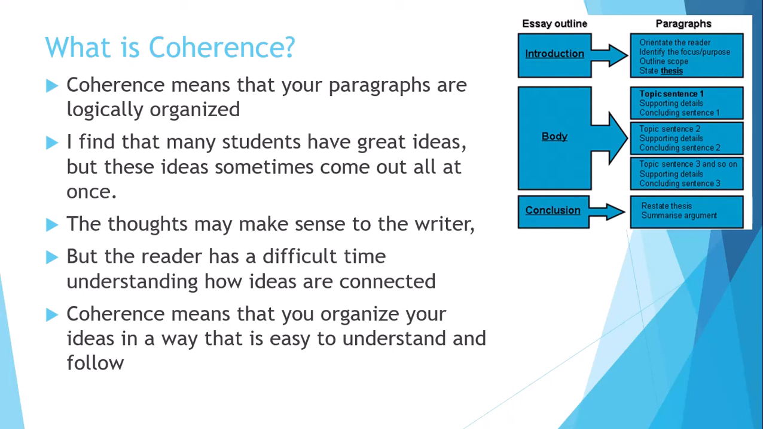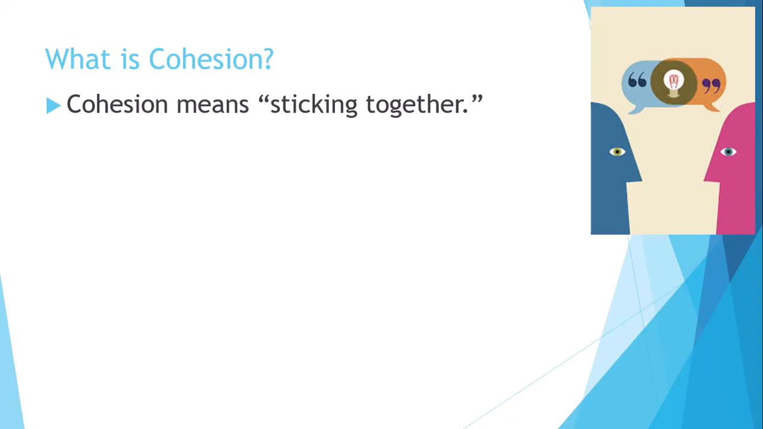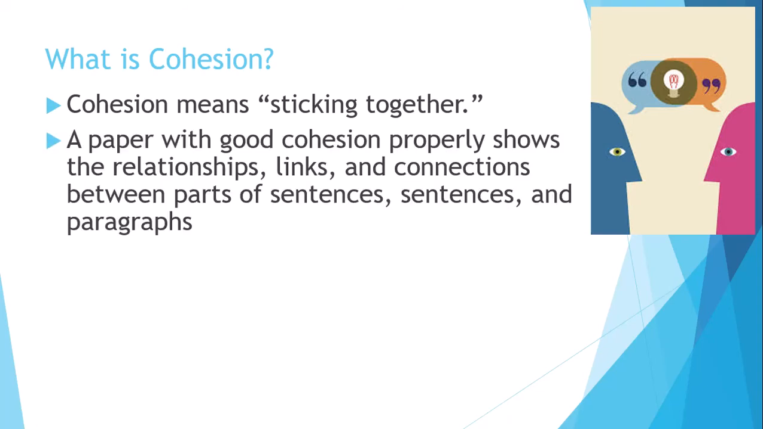And this is connected to a second idea called cohesion. So what is cohesion? I love this picture of one person talking and the other person listening, and them having the same idea, being on the same page. Cohesion means sticking together. So a paper with good cohesion properly shows the relationships, the links, and the connections between parts of sentences, and paragraphs.